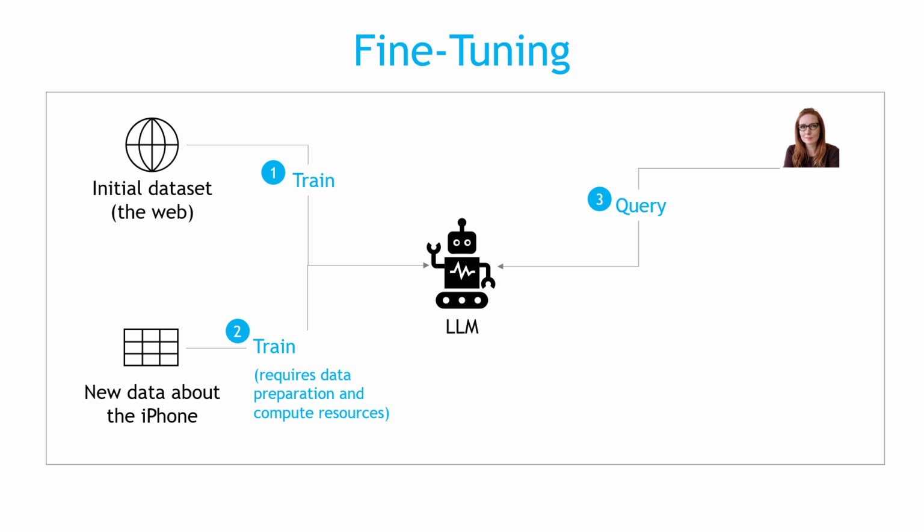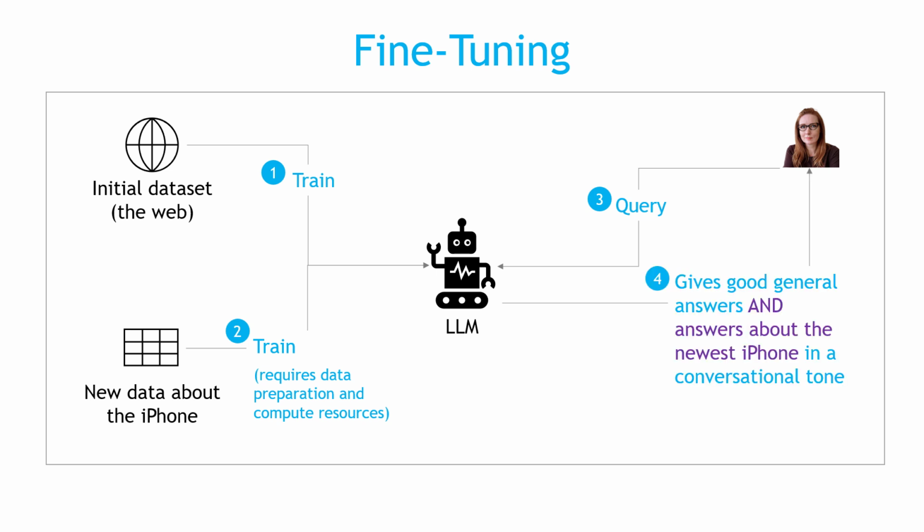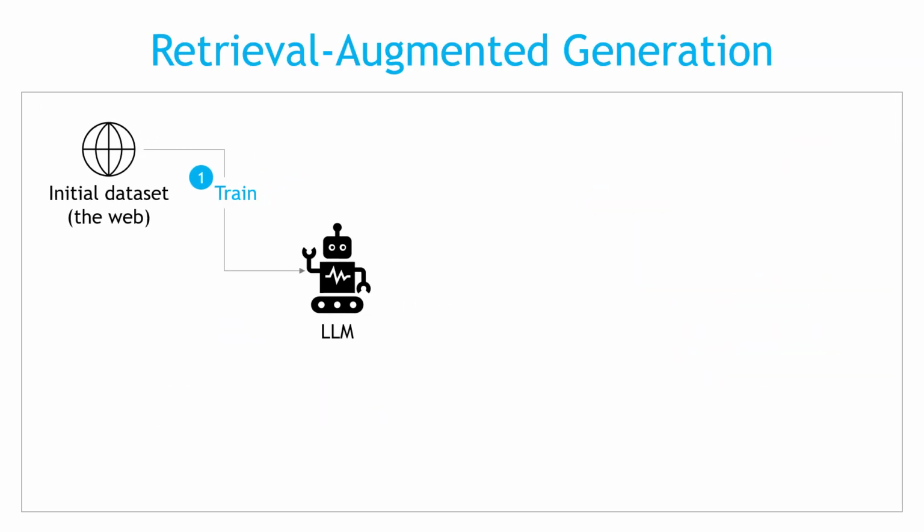But after we've gone through that training, the model can now give us the same general answers, but it can also give us the answers about the newest iPhone. So that's fine-tuning in a nutshell. With RAG, or retrieval-augmented generation, we obviously have the same starting point, but here, when we submit the query, it doesn't go straight to the LLM. Instead, it goes to a retriever.